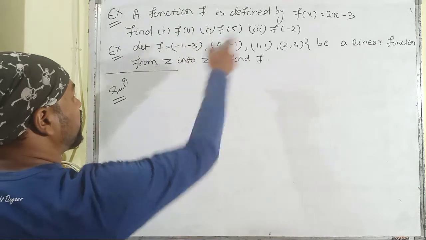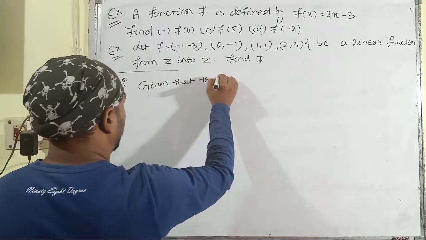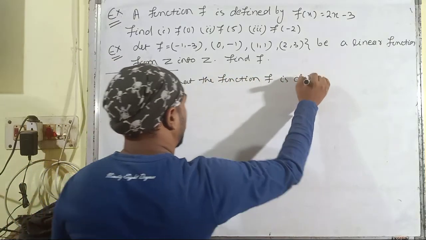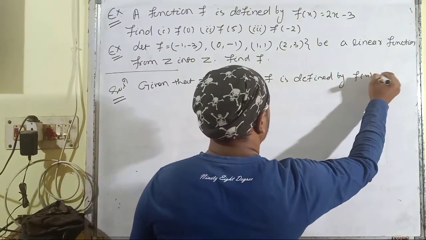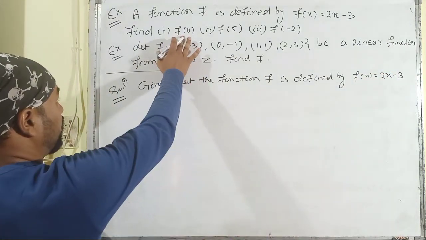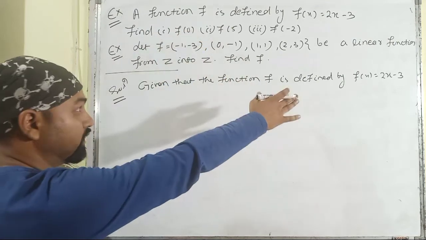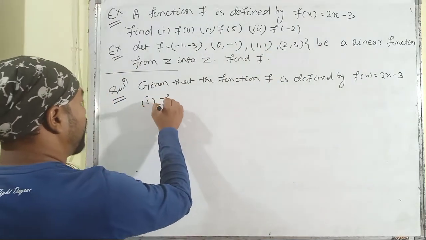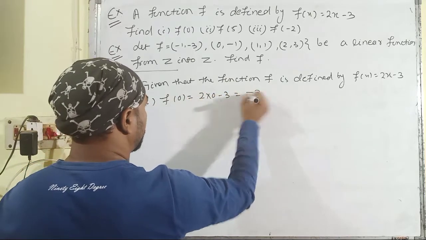A function f is defined by f of x is equal to 2x minus 3. Then we have to find out the value of f of 0. That means we have to put 0 in place of x, then f of 5 and then next f of minus 2. So f of 0, it is 2 multiplied with 0 minus 3, that means it is minus 3.